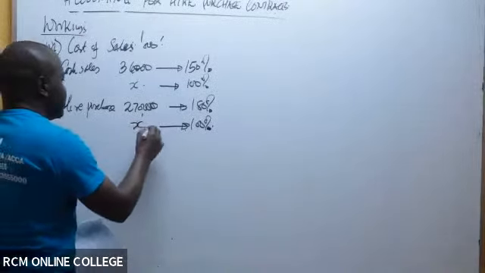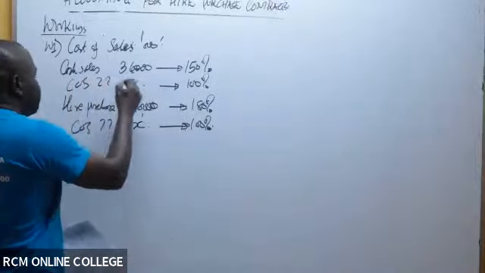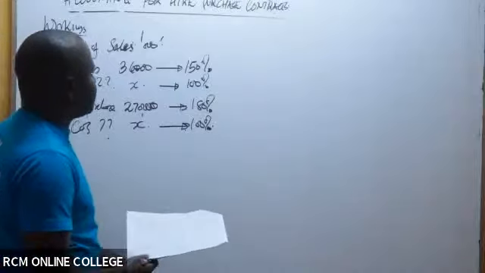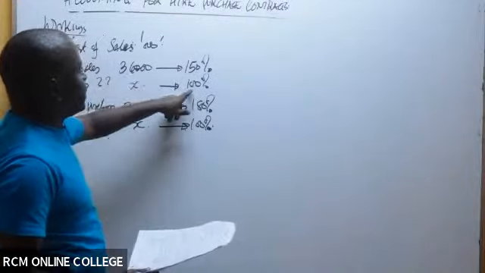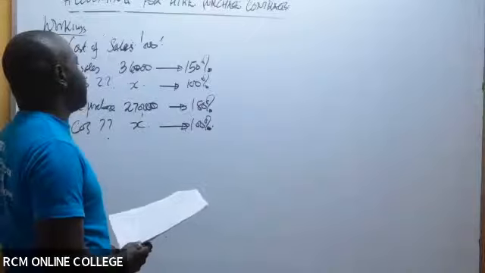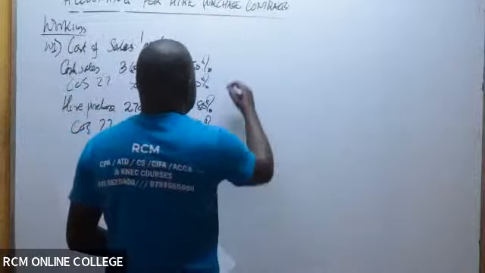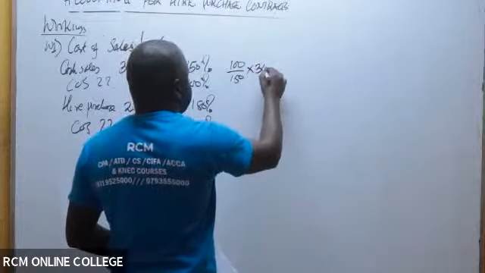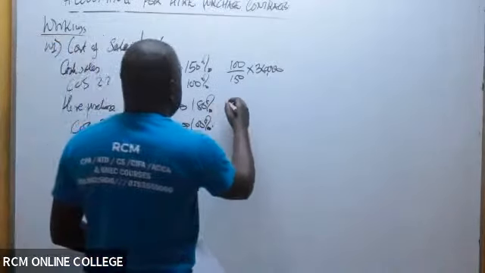And therefore, in this case, we need to determine what could be the cost of sales for the two of them. According to your mathematics, what do you normally say? If 150% is equal to this amount, what about 100%? You do what we call cross multiplication. So you take 100 over 150, you multiply by 36,000. The same case here. I think you know the mathematics here.